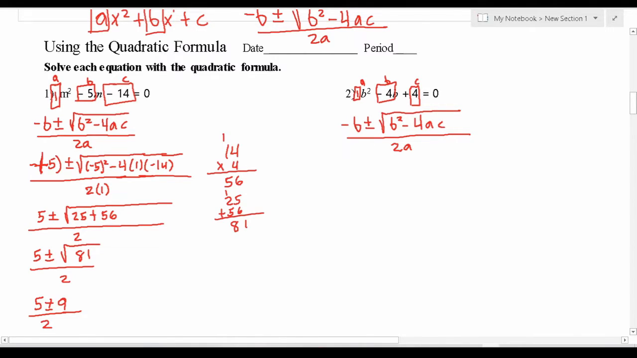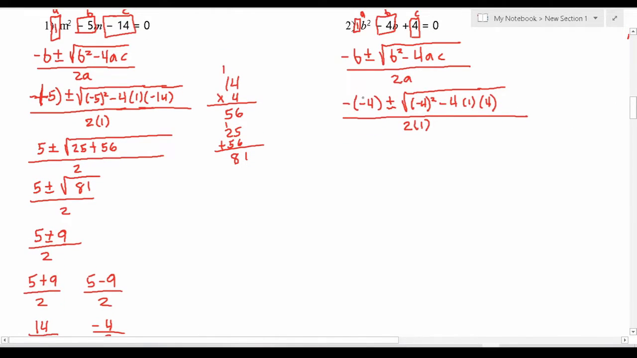Again, negative b is negative 4, so we're going to do negative of negative 4 plus or minus the square root of negative 4 squared minus 4 times a, which is 1, times c, which is positive 4. And again, this is all over 2 times a, which is 2 times 1. Let's work this out. Starting with the negative of negative 4, negative times negative is positive, so we know this is going to be positive 4 plus or minus.